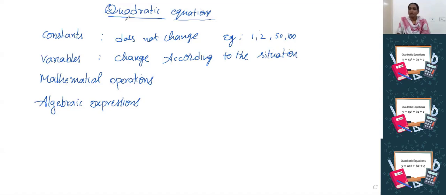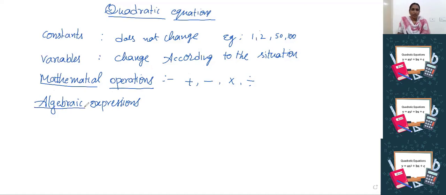To denote these variables, usually we will use alphabets X, Y, Z, A, B, C, P, Q, R, S. Those are called variables. Now, mathematical operations. In maths, we have four basic operations: addition, subtraction, multiplication, division. These four operations are called mathematical operations.